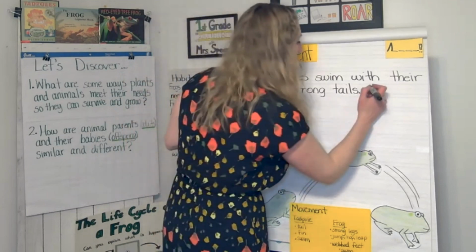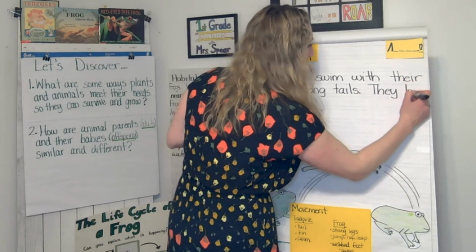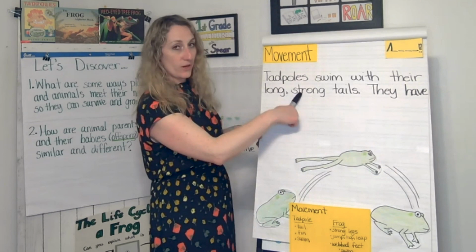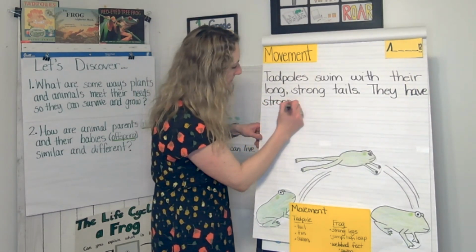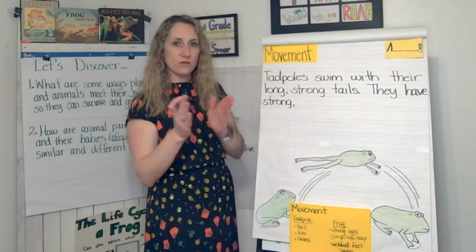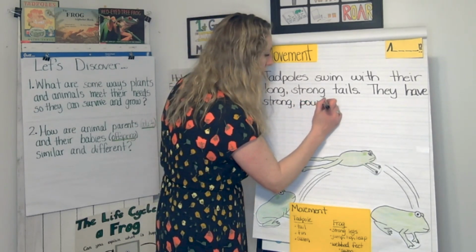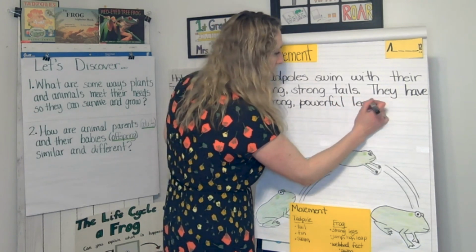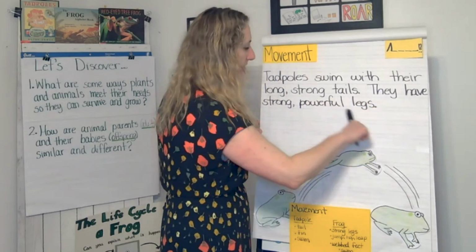Let's do it. They, I bet that's a speed word for you. They have, strong. We already know how to spell that. They have strong, I'm going to put a comma because it's another word to describe. They're strong, powerful legs. Okay, let's read that sentence. They have strong, powerful legs, period.